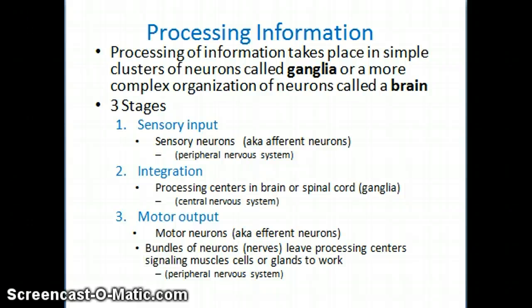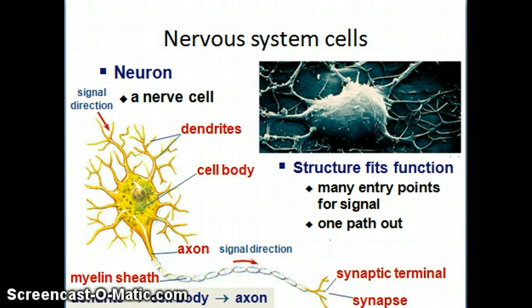These motor neurons are going to signal muscle cells again or glands to do some work. So let's look closely at a neuron. So you need to know the different parts of a neuron, and it's pretty simple and should be a review. You can see here a photograph of an actual neuron, where the major portion is the cell body, this blob here. A neuron is an excellent cell to study structure fitting function.